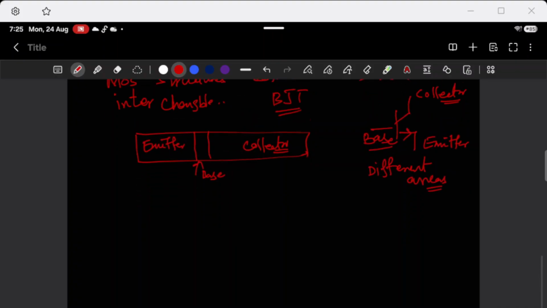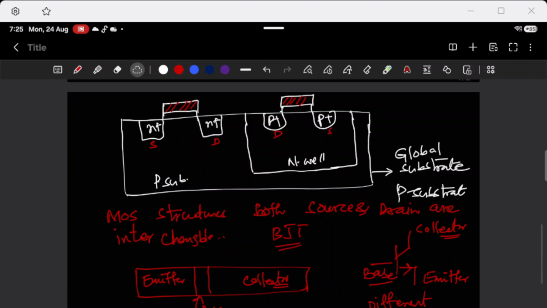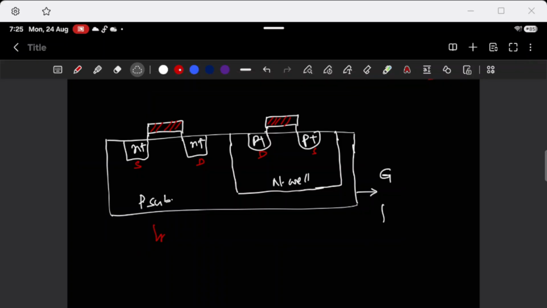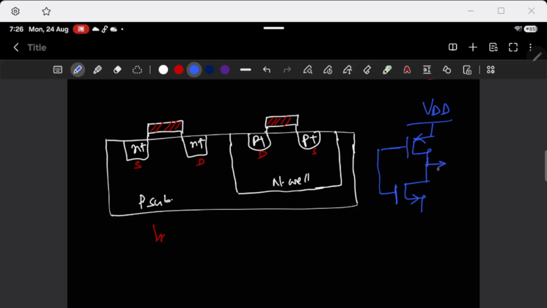So let's come back to our inverter example. So now we have built both PMOS and NMOS in a single substrate. So let's connect them. Let's build our schematic. So this is connected to VDD, both of the gates are connected, and this is our input. And let me make this V out.